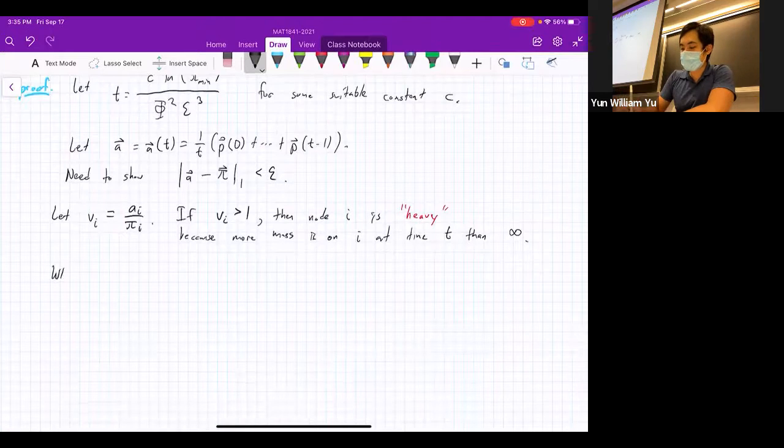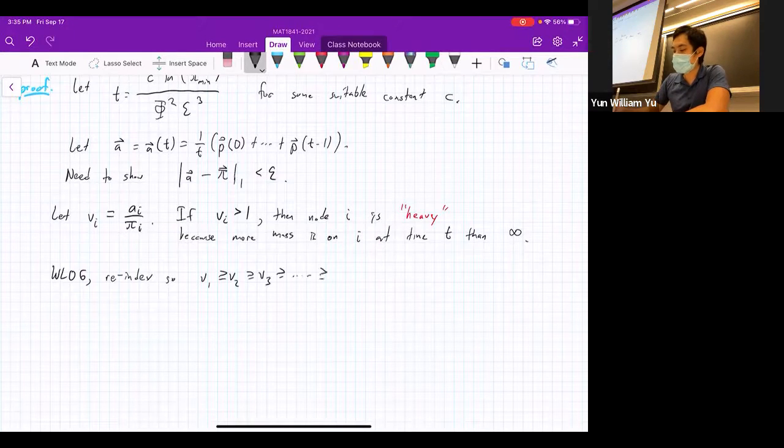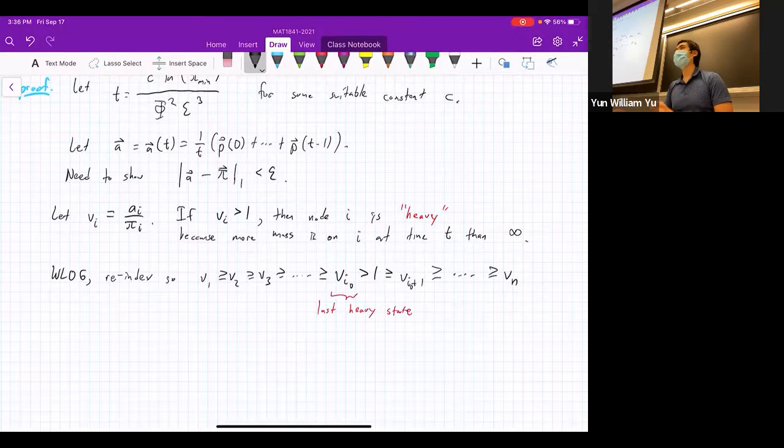And so now once we've done that, without loss of generality, we're going to reorder all of our nodes, re-index so that v_1 is greater than or equal to v_2, is greater than or equal to v_3, and so on. And note that I'm going to say that's also greater than or equal to some v_{i_0}, which is greater than 1, and 1 is greater than or equal to v_{i_0+1}. So basically I'm saying this is the last heavy state. And of course, this keeps on going until you have all of your nodes. Okay, so we've divided up our set of states into the heavy set and the light set.